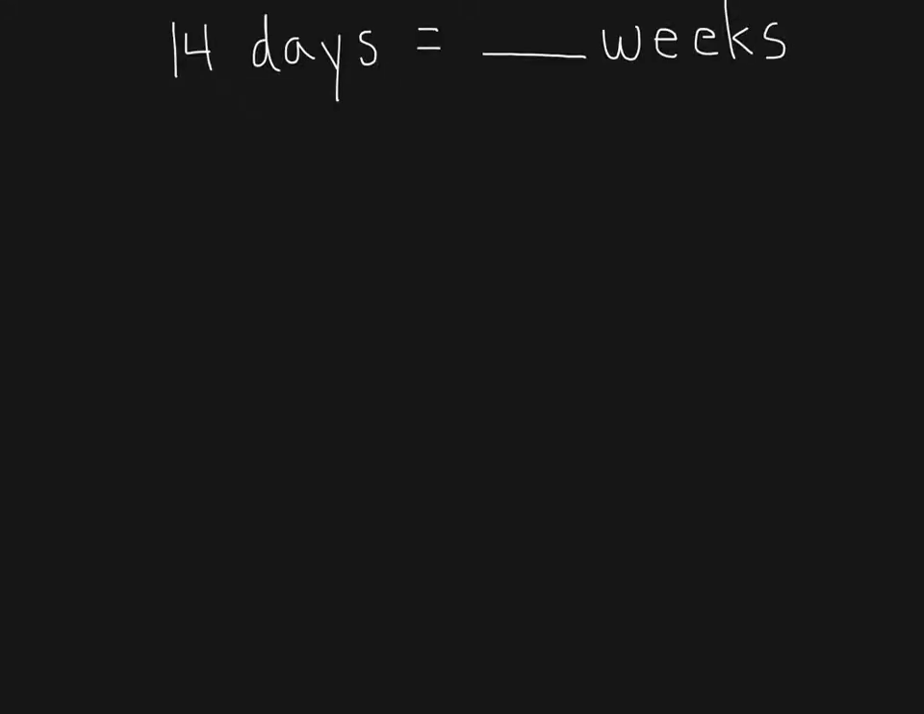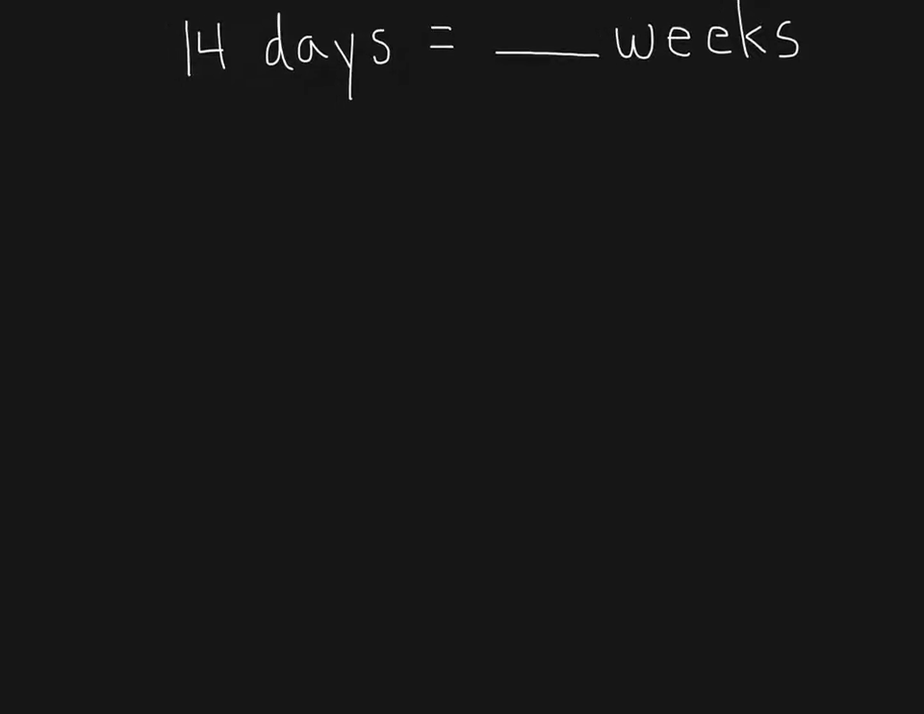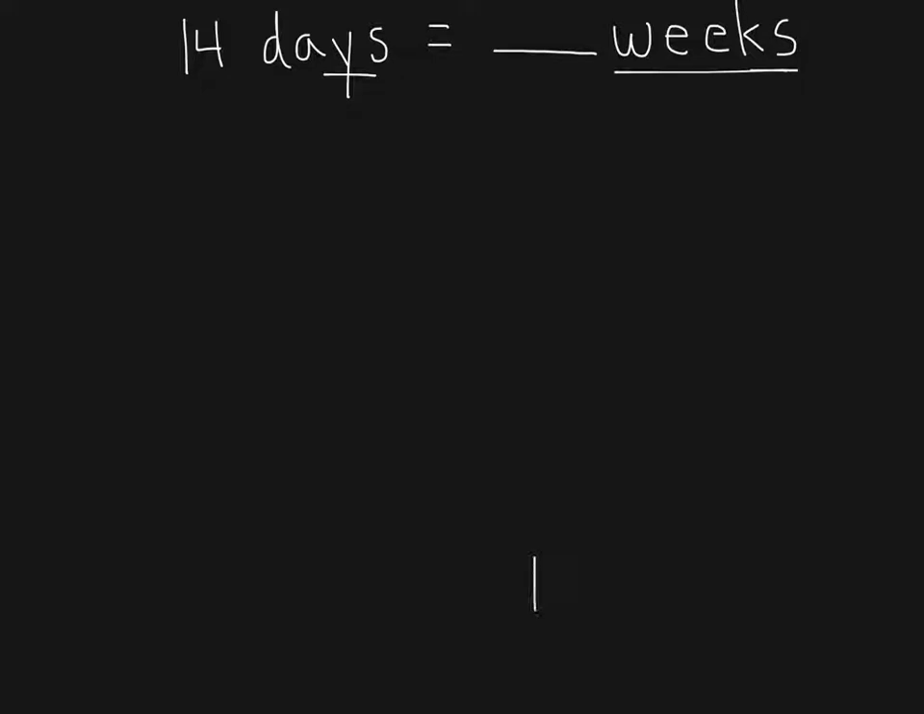We'll start off with 14 days equals how many weeks? Now days are smaller than weeks. So that means that we are going to have fewer weeks than we are days. Our answer is going to be less than 14, in other words. So we know that there are 7 days. 1 week equals 7 days.